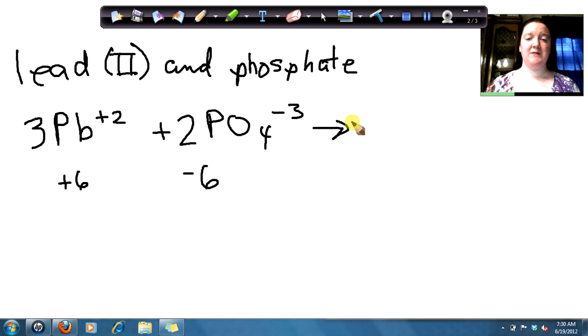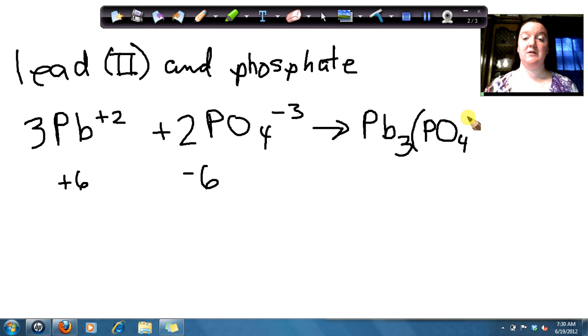So now I'm going to write this formula. We have lead, and we have to have a subscript 3. Now the phosphate, there is more than one element that you're putting together. You have both a phosphorus and an oxygen. So we're going to have to put that polyatomic ion inside a set of parentheses, PO4. And then the coefficient that we had over here, 2, becomes the subscript over here, 2. So now we have Pb sub 3, parentheses, PO4, parentheses, sub 2.